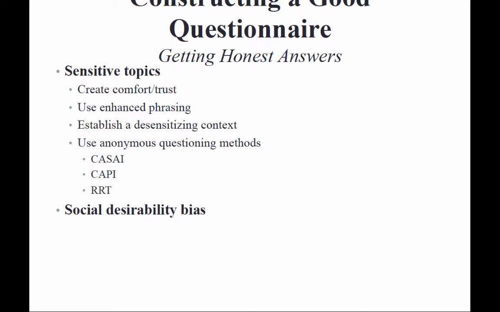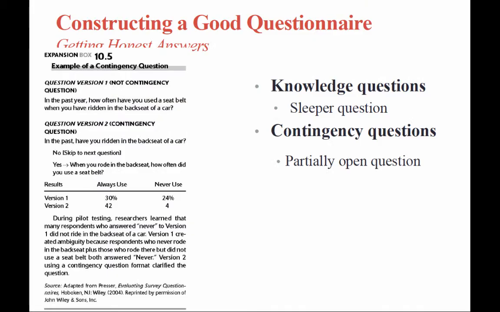And then also, I may want to use some anonymous questioning methods, and you'll see these outlined in the book. This would be the CASI, the CAPI, and the RRT. And to get an honest answer to my survey, I also need to be concerned with social desirability bias. This is the problem where people give me a socially acceptable answer when it might not, in fact, be the case. So if I was asking, do I always practice safe sex? I would probably say yes to the survey person because I know I'm supposed to say that, but that may not, in fact, be the case. So you see these kinds of things outlined here.